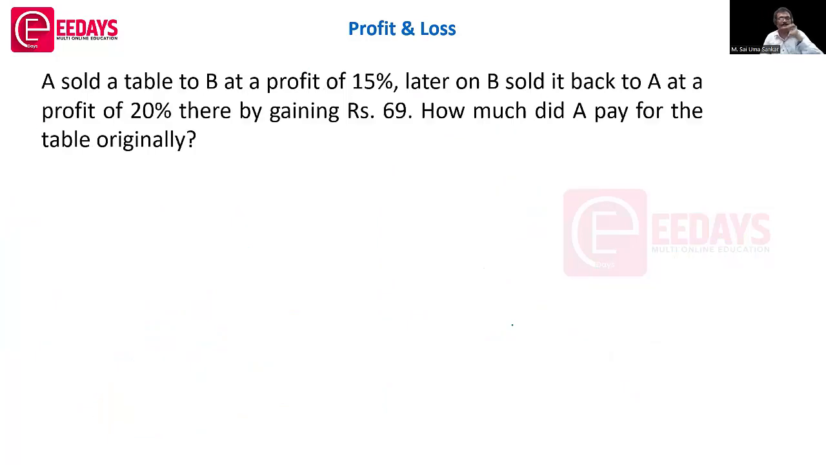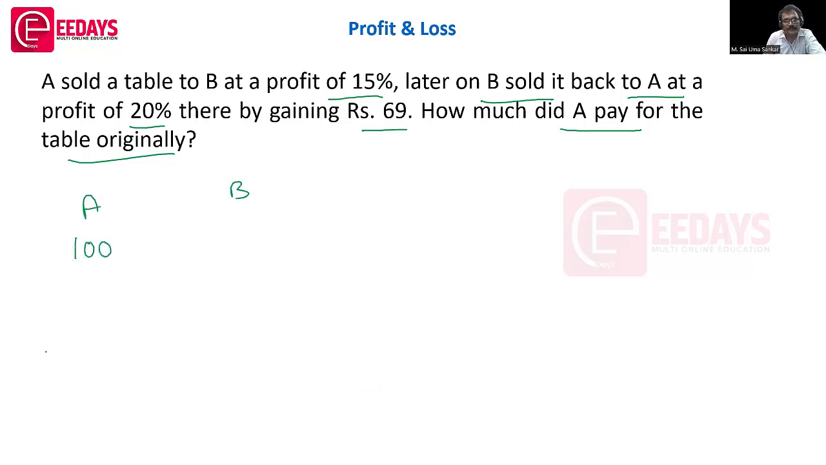Right. A sold a table to B at a profit of 15%. Later on, B sold it back to A at a profit of 20% and gained 69 rupees. How much did A pay for the table originally? Okay, so A and B.